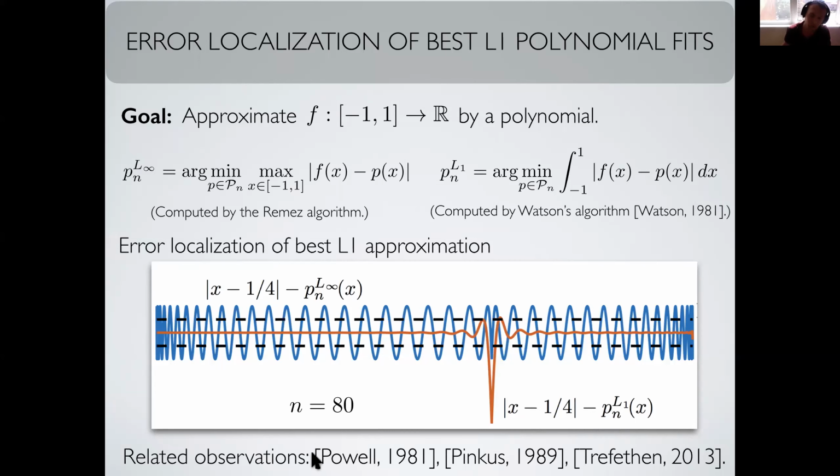And these observations go all the way back, at least this is one of the earliest ones I found, to 1981, where they often have statements that say the best L1 approximation localizes error. And we wanted to try to explain why.